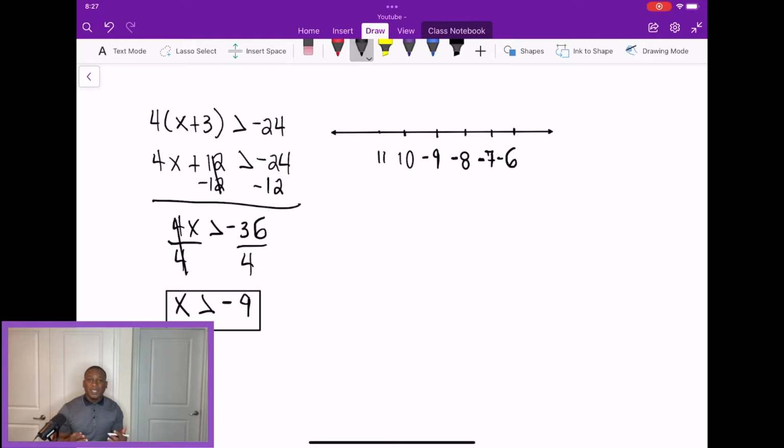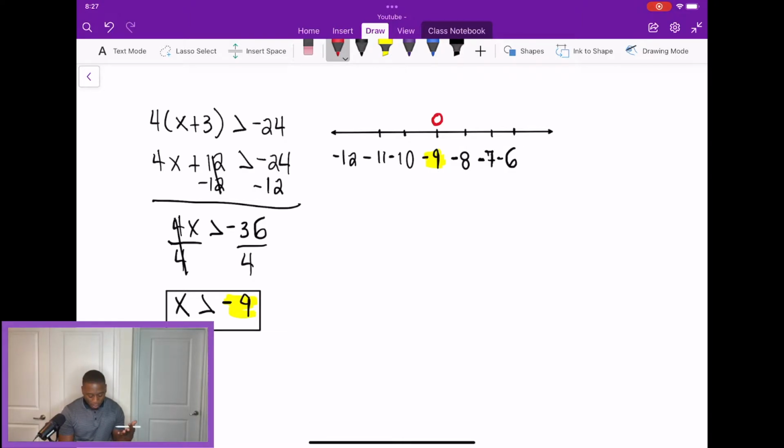And the next biggest thing is, how do we graph this problem? So we're talking about x is greater than negative 9. This is the number we want to put our circle on, negative 9. So we go to negative 9, we put a circle above it. We should know that it's an open circle because of our inequality symbol. Greater than and less than is always an open circle.